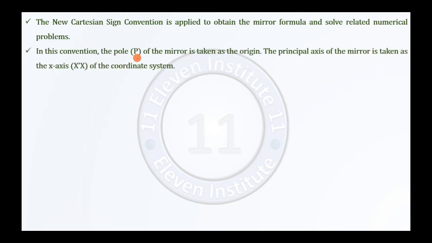In this convention, the pole of the mirror is taken as origin. We have already seen this. The pole of the mirror is taken as origin, right? The principal axis of the mirror is taken as x-axis, right? The principal axis is taken as x-axis. The conventions are as follows. This is the basic introduction, and now we will see the conventions.